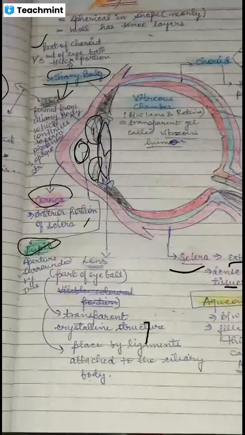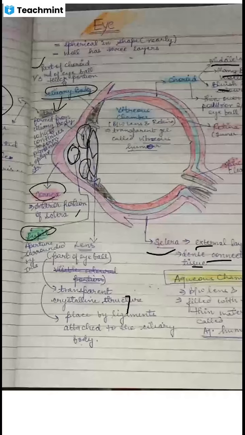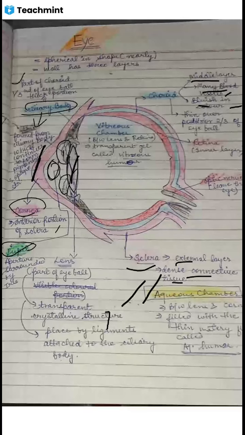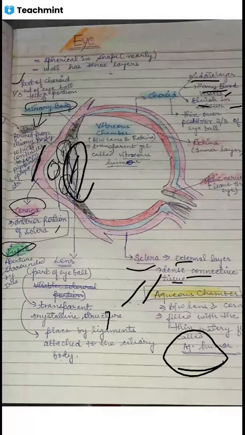Then we have the chambers. First is the aqueous chamber. This aqueous chamber is between the lens and the cornea, and is filled with a thin watery fluid called the aqueous humor. And the vitreous chamber is between the lens and the retina, and here a transparent gel is filled, called the vitreous humor.